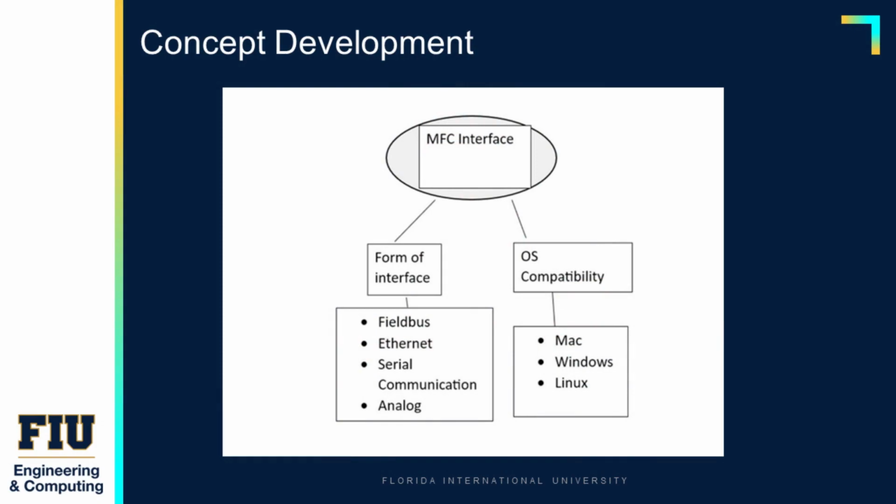In order to follow through with our concept development, we first had to analyze interfaces that are currently being used in mass flow controllers today. Those would include the field bus protocol, the Ethernet or TCP/IP interface, the serial communication interfaces such as the RS-232 and RS-485, and the analog interfaces. We also had to consider which operating system we wanted our interface to be compatible with, whether it be Mac or Windows or Linux.